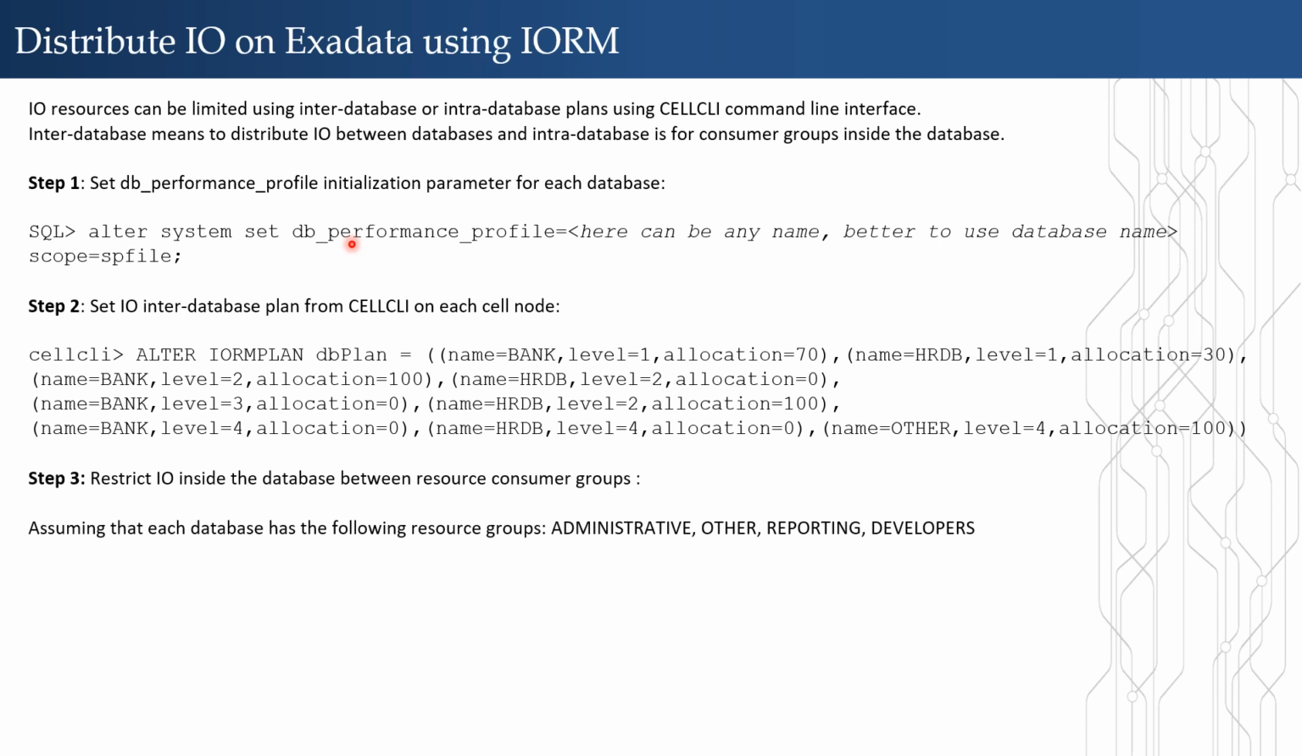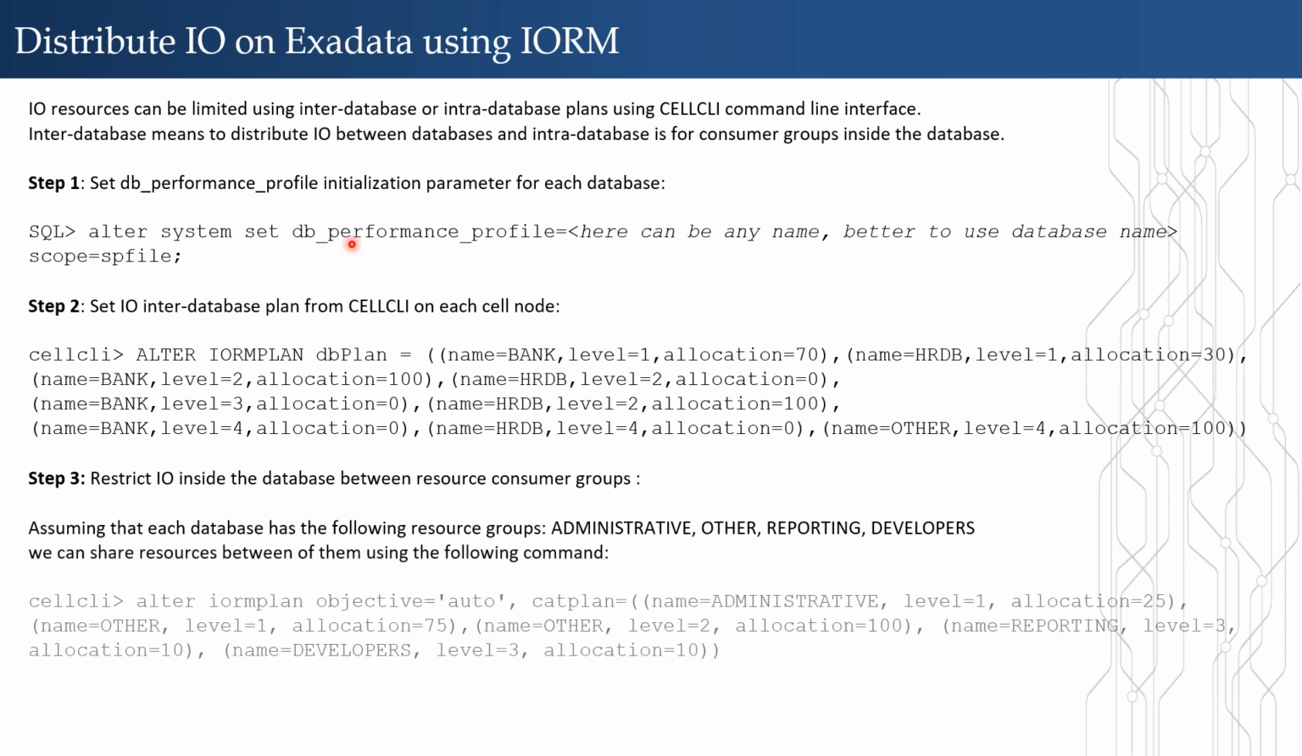We have four resource consumer groups: administrative, other, reporting, and developers, and we can distribute the I/O between them in the following way. Using the category plan, administrative will have 25% of allocation on the first level, and others will have 75%. On the second level, we have 100% of allocation for others, and on the third level, for reporting we have 10, and for developers we have 10.